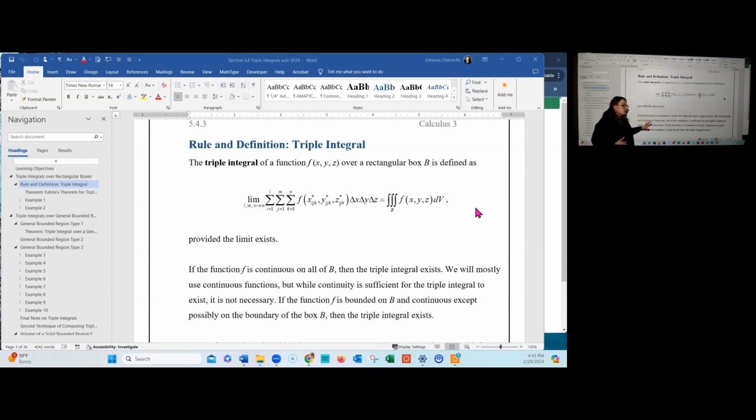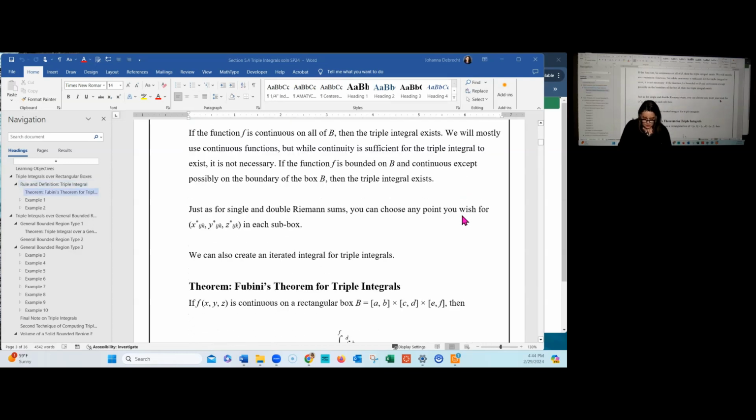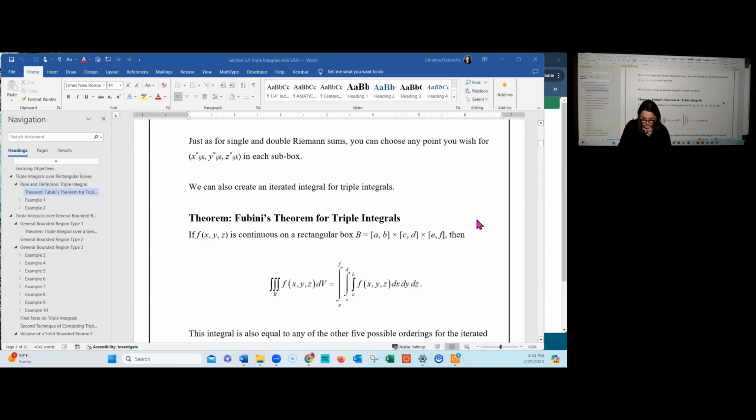We'll mostly use continuous functions, but while continuity is sufficient to say that the triple integral exists, it's not actually necessary. It can have some places where it's not continuous, as long as the function f is bounded over the larger rectangular box and continuous except maybe on the boundary of the box, then the triple integral will still exist. But again, we'll mostly use continuous functions.